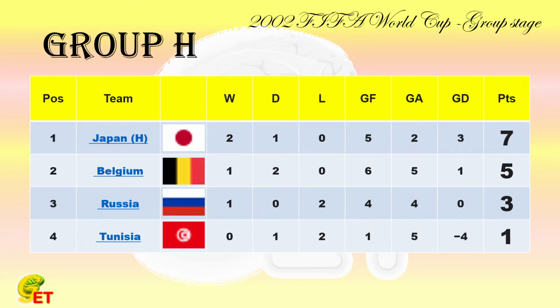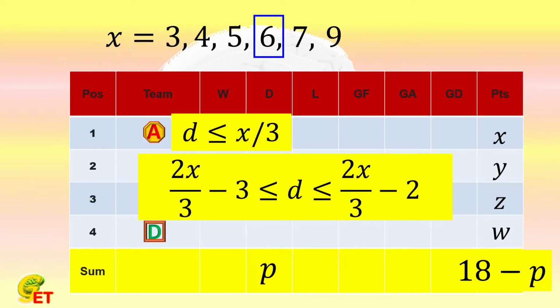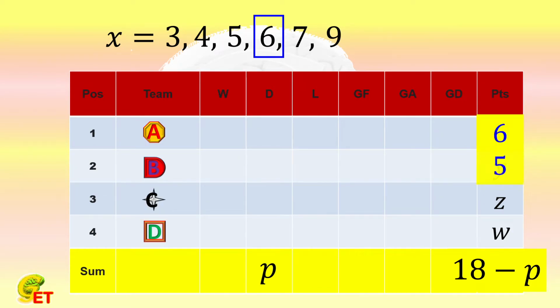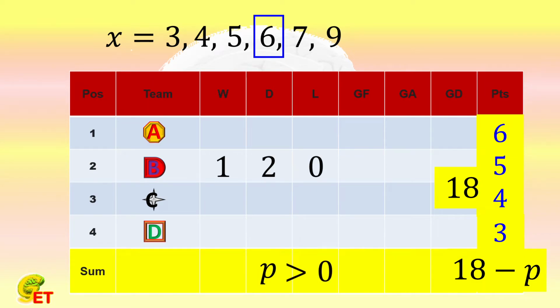Then let's look at the situation where the first place scores 6 points. We obtain the range of d in the same way. D can be 1 or 2. If d is 1, the points of the four teams are 6, 5, 4, 3. There are in total 18 points. Which means that there is no game ending in a draw. But the only possibility for the 5 points is 1 win and 2 draws. There is at least a draw already. So the case where d is 1 cannot take place.